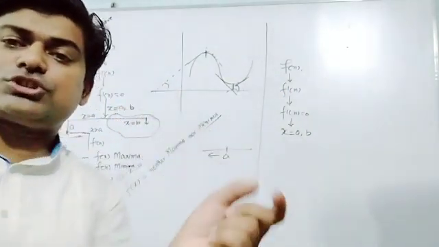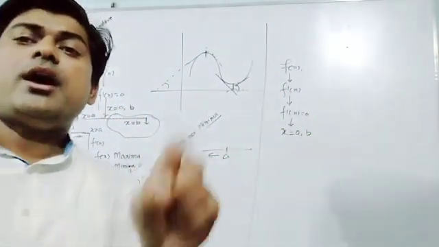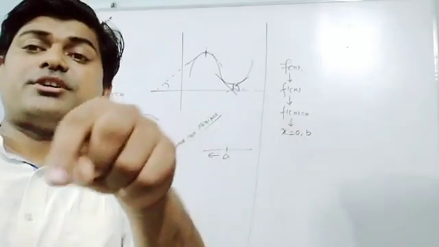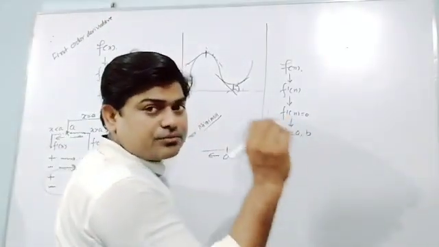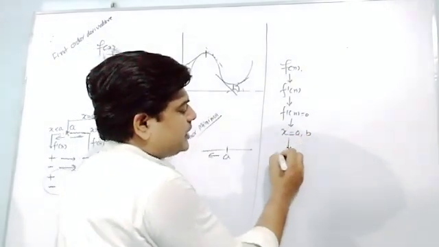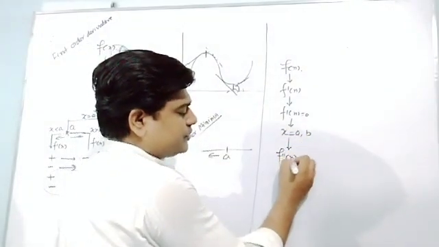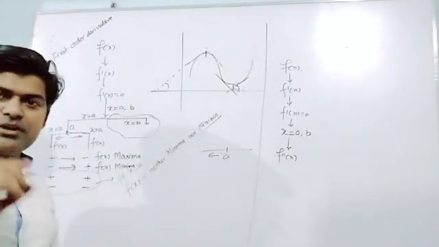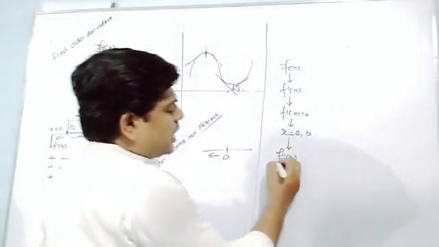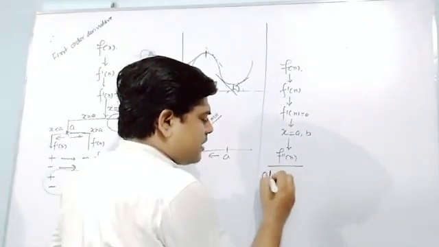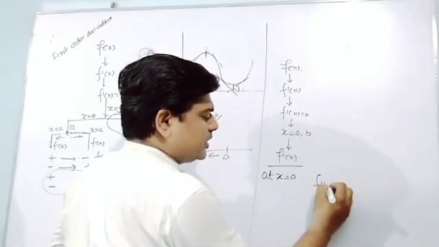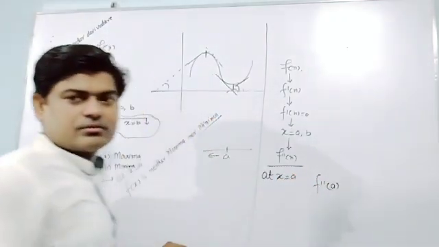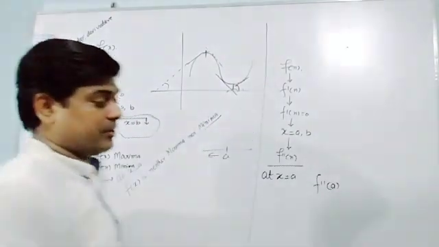If the sign changes from positive to negative, I say it is maxima, and if it changes from negative to positive, I say it is minima. Now, after getting the value of x, I'll find f double dash x. Listen to me carefully. After getting f double dash, if I want to check at x is equal to a, I'll find f double dash a.